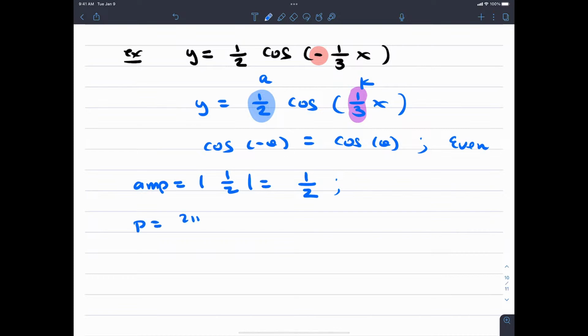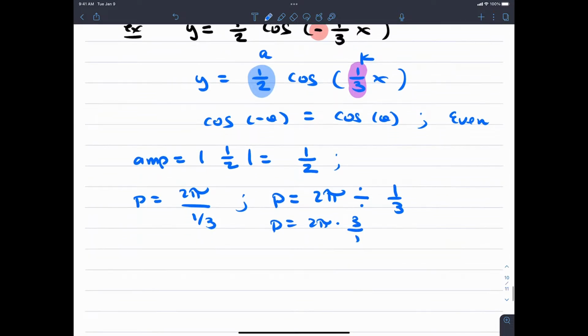Isn't that 2 pi over K? So that's 2 pi divided by 1/3. And again, you're taking a whole number now and you're dividing by the fraction 1/3. Is that right? So that's 2 pi now times the reciprocal of 1/3, which is 3 over 1. What does that really mean? Your period is 6 pi.